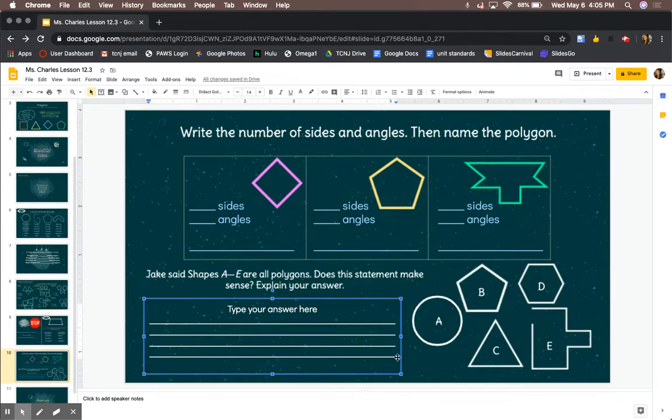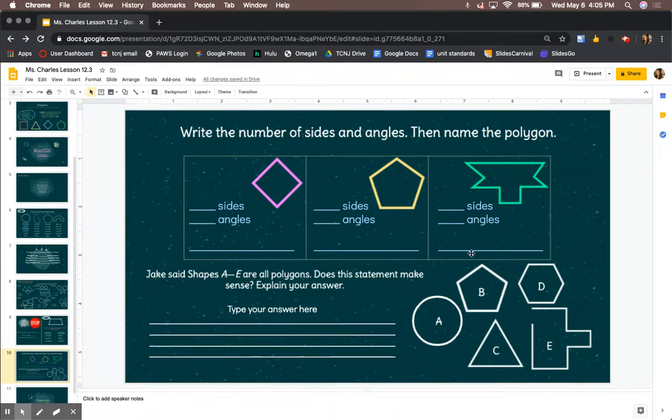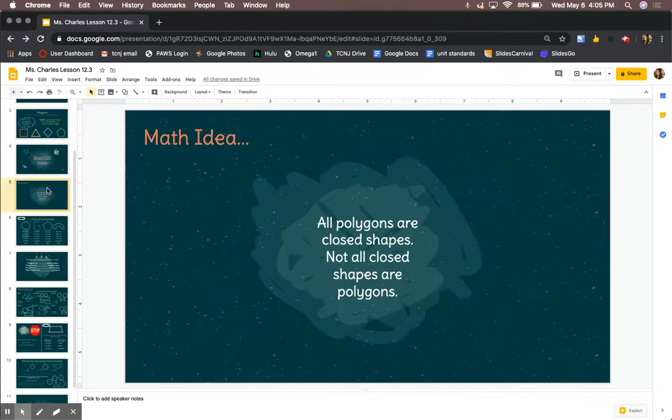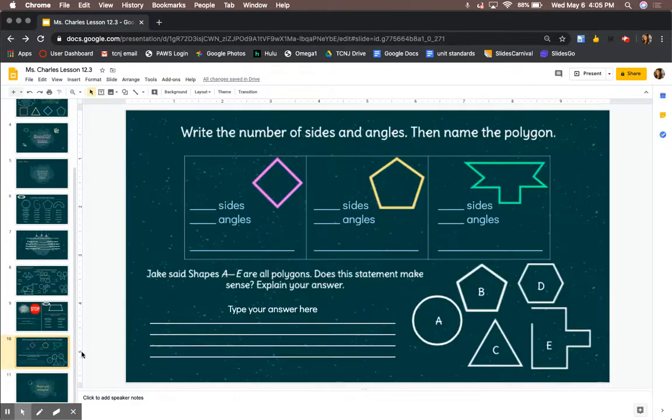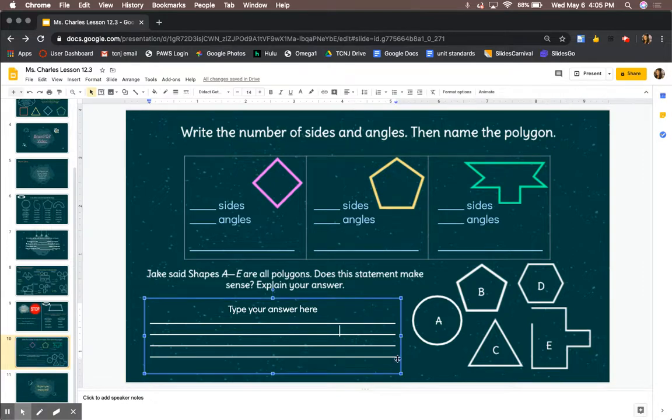And why? So to answer, you would just, like I just did, click. So you get this box. You can highlight all of these, and then you can type whatever you feel as though the answer is. Do you think he's correct? Do you think he's not correct? If he's not correct, why? So you can think back to what we said before about polygons, the definition, so you can come back to this slide. You can also come back to this math idea that I included. All polygons are closed shapes, but not all closed shapes are polygons. However you feel as though you need to answer this, you can just type it in this box right here.